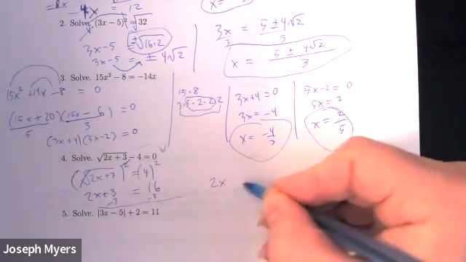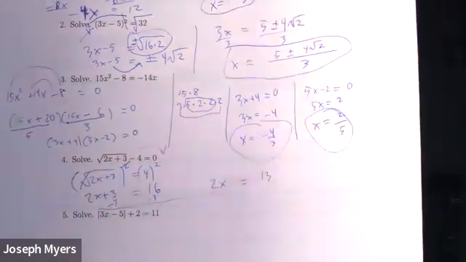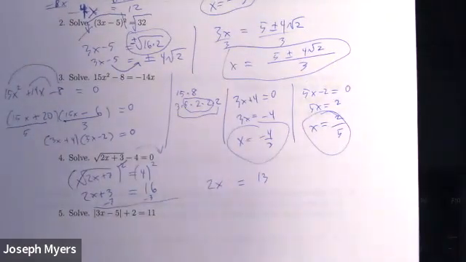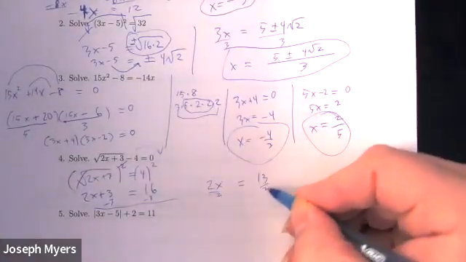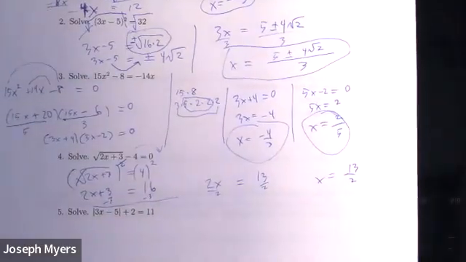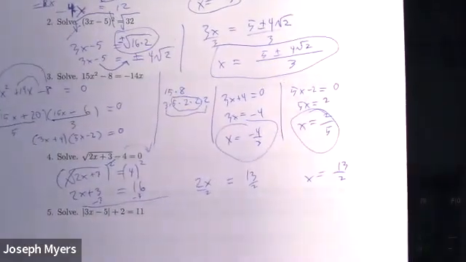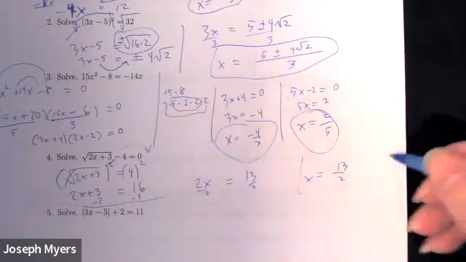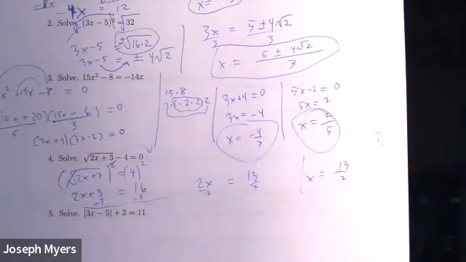So you get 2x equals 13. And then divide by 2. So you get x equals 13 over 2. Now this problem, though, isn't one of the problems that you can necessarily be sure about the answer with.